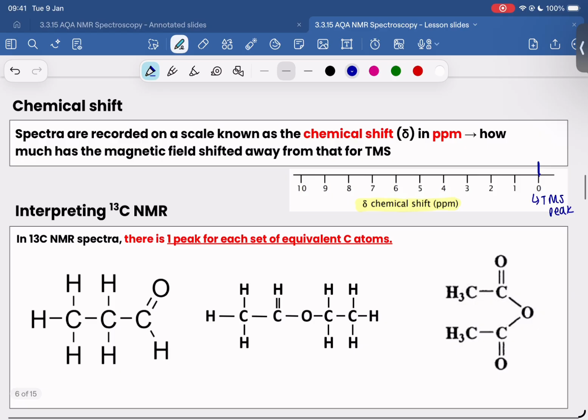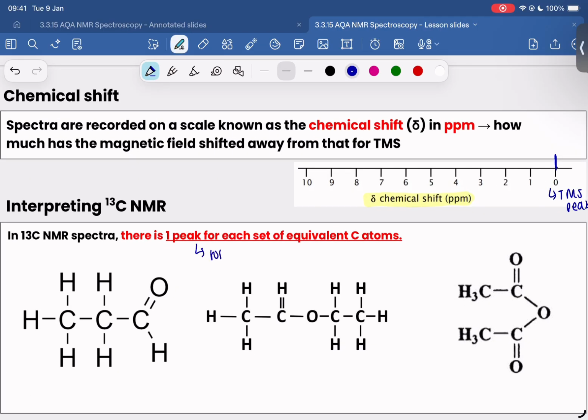So with all of that in mind, let's move on to analyzing carbon-13 spectrums and then hydrogen spectrums as well. Firstly, to understand how to interpret carbon spectrums, we need to be able to work out what carbon environments are. Within carbon-13 NMR spectrums, there's one peak for each set of equivalent carbon atoms. What I essentially mean by that is there's one peak for each carbon environment. This is really critical to understand. You need to be able to identify each of the different carbon environments, because that will really help when it comes to interpreting spectrums. So that's what we're going to do now.